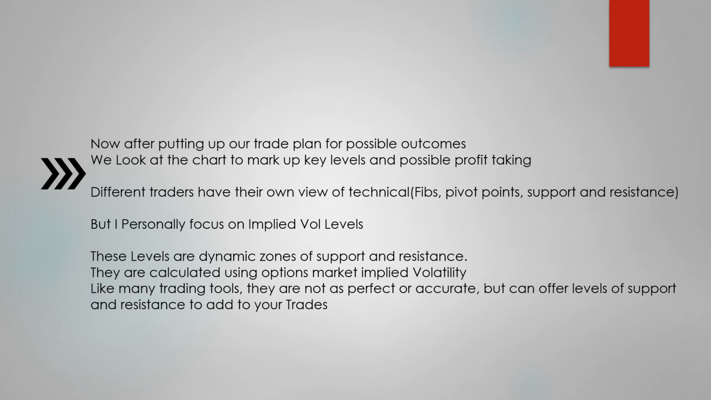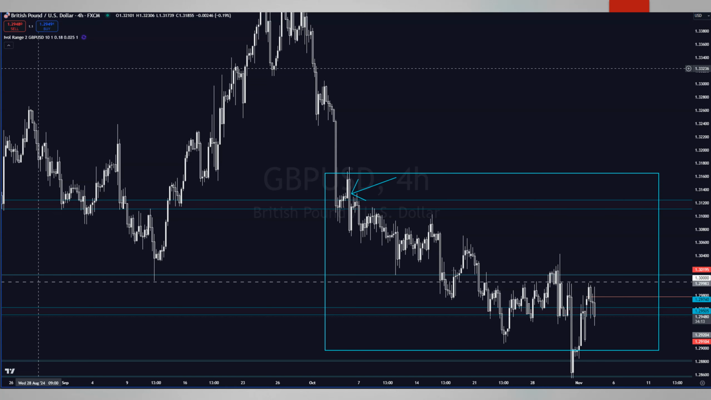And what are these levels? They are just levels of dynamic zones of support and resistance. They are usually updated every single day. And they are calculated using the options market implied volatility. And like many trading tools out here that you see, the fibs, the pivot points, they are not as accurate or perfect, but they can offer you very good levels of support and resistance to add to your trades.